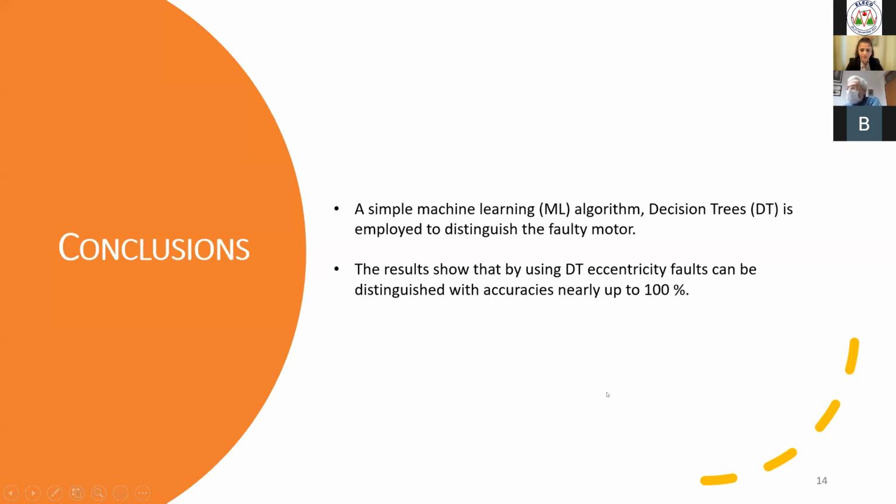Conclusions. A simple machine learning algorithm, the decision tree, is employed to distinguish the faulty motor. The results show that the decision tree classifier can be used to identify the eccentricity faults of induction motors with an accuracy rate of nearly 100%.